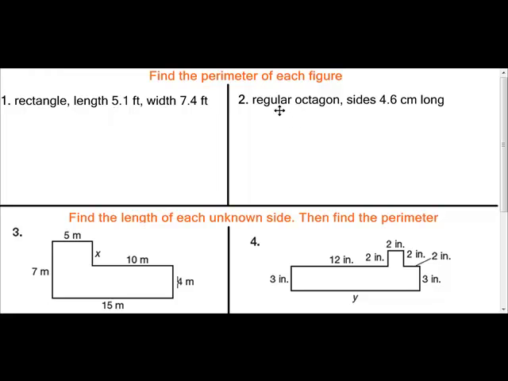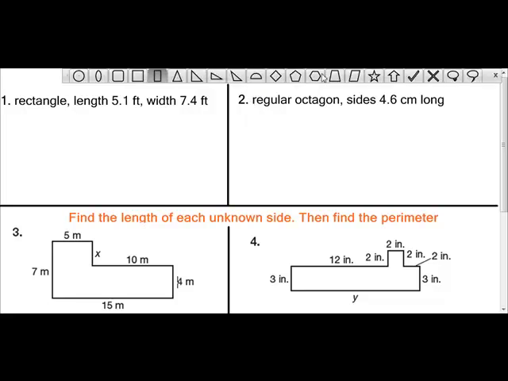The next figure is a regular octagon. When something is regular, it means all the sides are the same size. So let's take a look at that, and I've got to find out where I hid my regular octagons at.